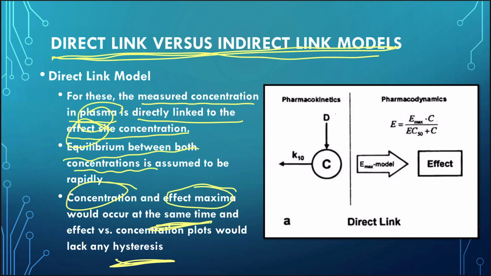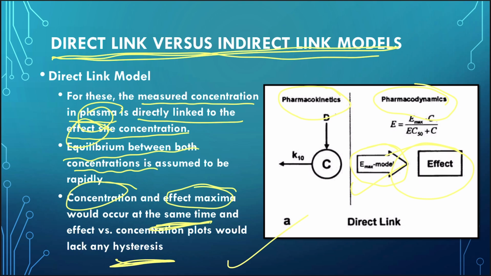In this image you can see the PKPD modeling, that is the direct link model. Here the pharmacodynamic part is considered with the help of the Emax model, and the concentration seen in the plasma is just the same as at the effect site, and the maximum effect and the maximum concentration have occurred at the same time. So that is the reason why it is called the direct link model.